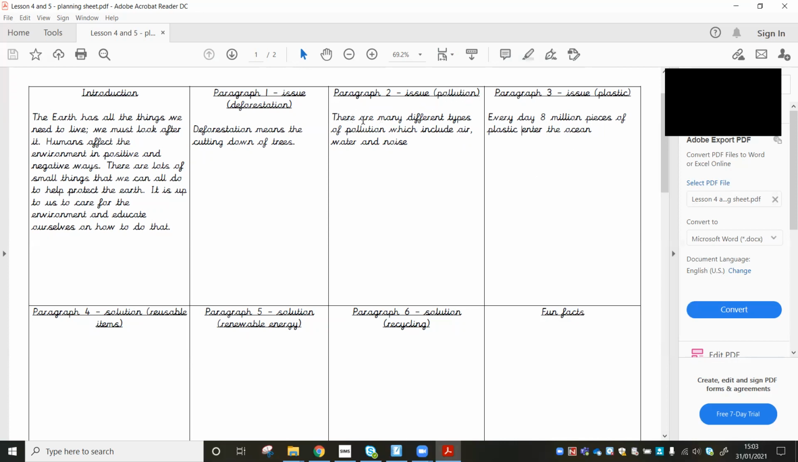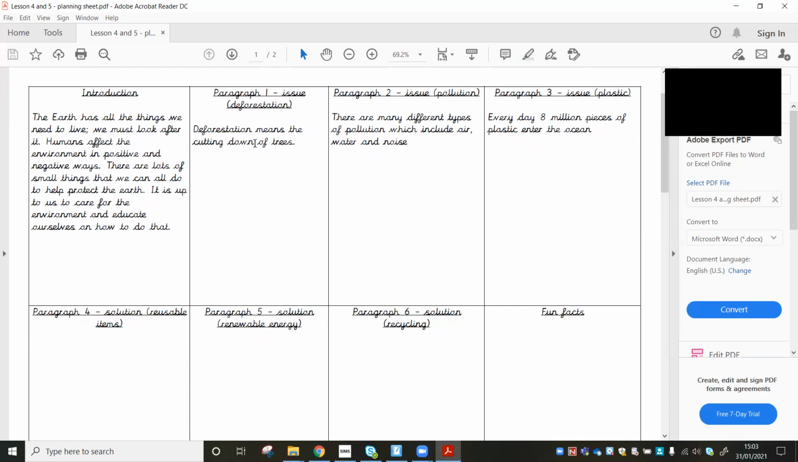Pollution. There are many different types of pollution, which include air, water, and noise. Just done a little comma and a little list here. This paragraph, if I was to continue, I'd probably go on and start talking about cars and vehicles and things like that. And then deforestation.